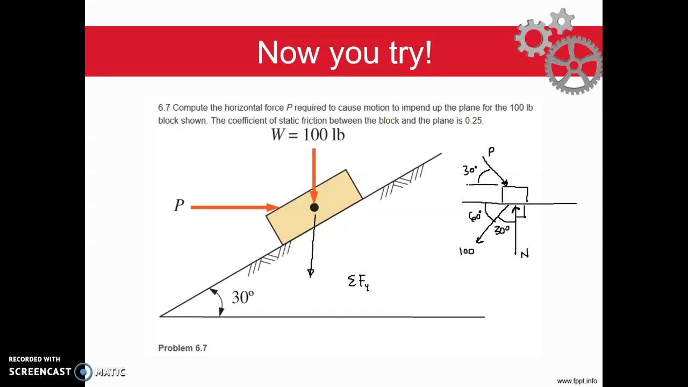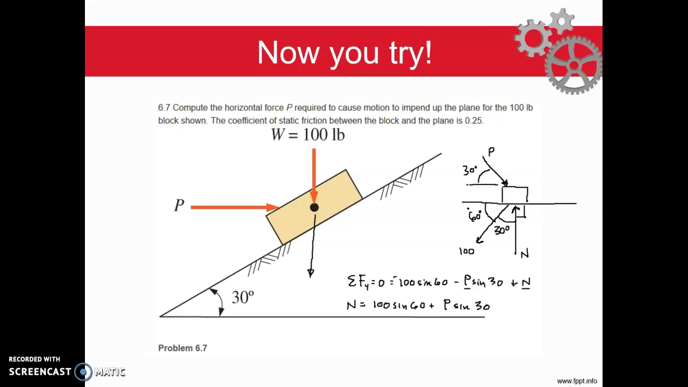The sum of forces in the y direction will equal 0. And that will equal negative 100 sine of 60, minus P sine of 30, plus N. So we've got two unknown variables here, P and N. I'll solve for N. So N is going to equal 100 sine of 60 plus P sine of 30.